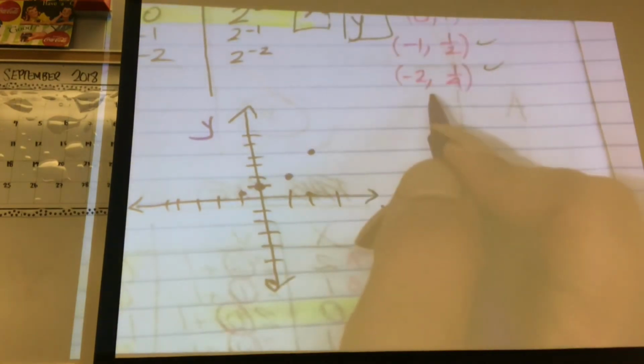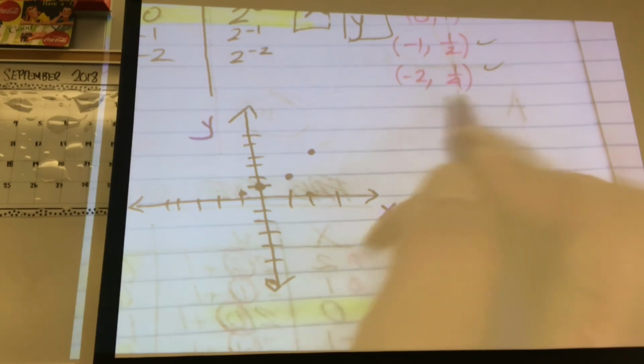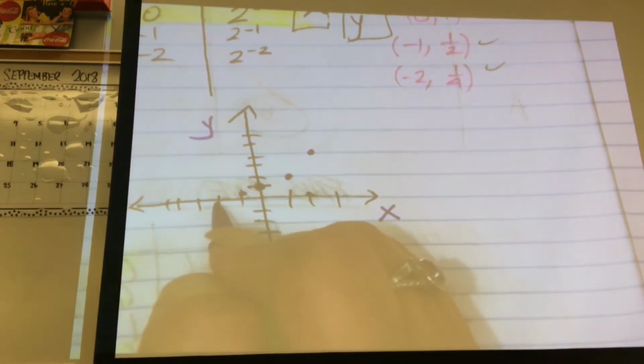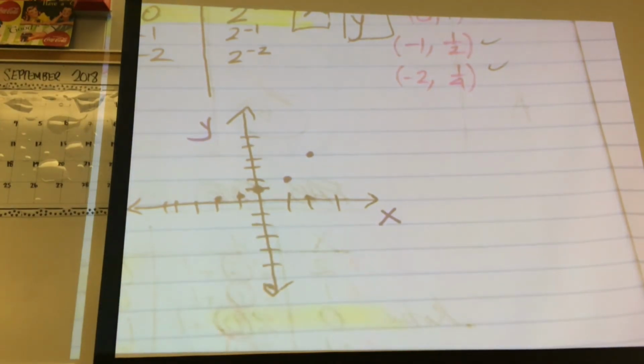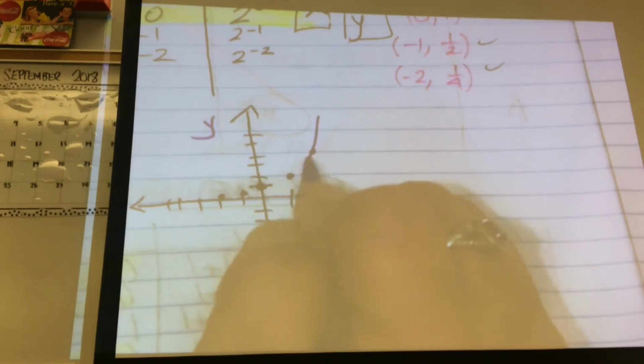Now let's graph -2, 1/4. Jeremiah, help me out. I know this is hard, but I'll walk you through it. Ready? -2, 1/4. Which direction do I go? You have to go to the left. Beautiful. And then up, not even a half. It's half of half, so it's like barely anything. Then you're going to connect the dots.